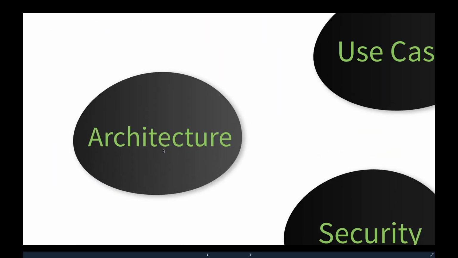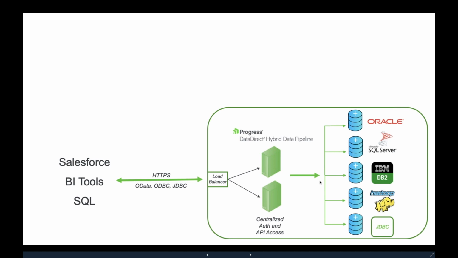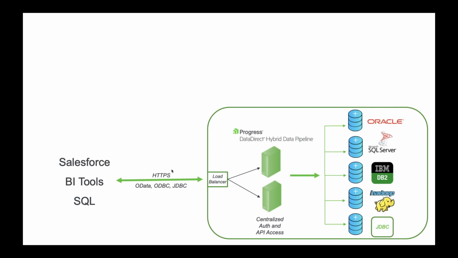And finally, I want to show you a little bit of the architecture of how it's deployed. So this is kind of a standard way that you would deploy it, normally in multiple nodes of Hybrid Data Pipeline in a cluster, connecting to backend data sources behind a load balancer. You'd normally terminate your SSL connection right at that load balancer, and then your ODBC, JDBC, and OData APIs are all coming in across that connection for consumption by the analytics tools or whatever tools you choose to use.